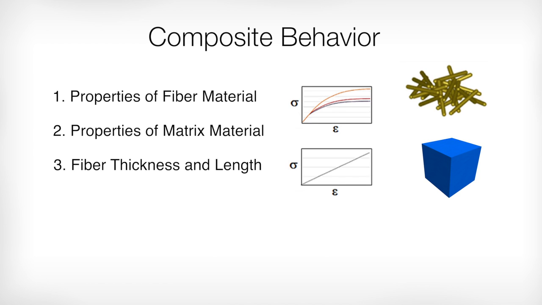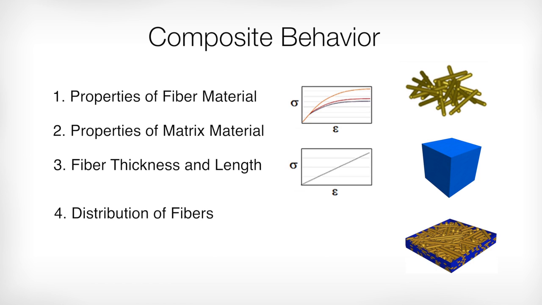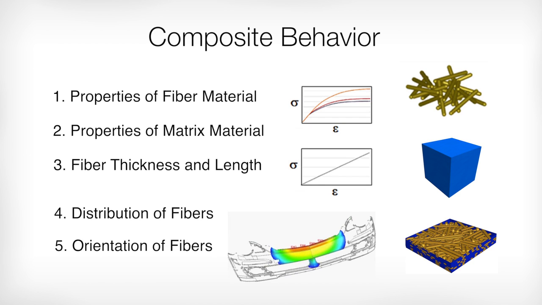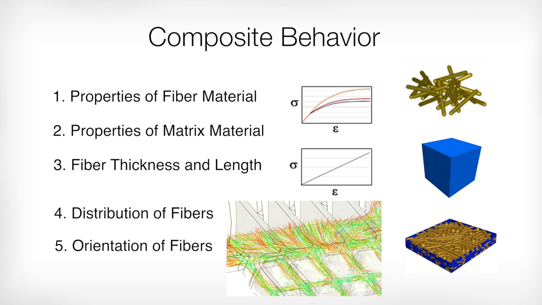Moreover, with fiber-reinforced plastics, the manufacturing process itself also contributes to more factors: how the fibers are distributed in the matrix, such as local density, as well as the geometric orientation of the fibers as a result of flow forces in the injection mold. Most finite element analysis does not take into account these complex factors.